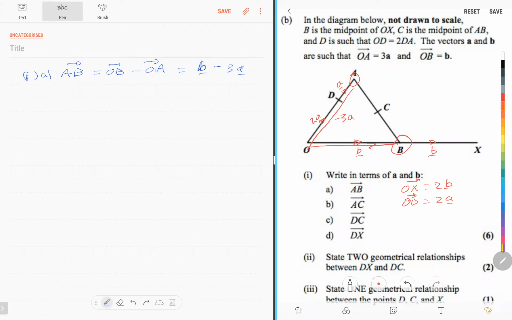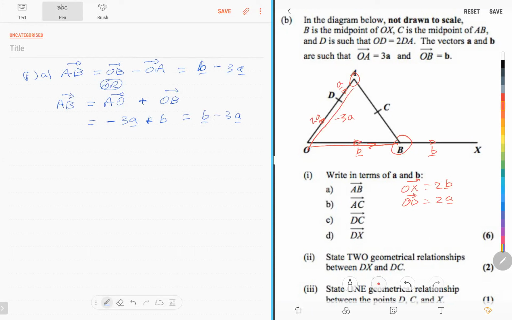Looking at it the other way, AB is equal to A to O, and then plus, in vectors, means and then going O to B. The A to O will be minus 3A, going in the opposite direction to OA, so it's minus 3A plus B, which is the same as B minus 3A. So I can do it by calculation or using the diagram. Either way, same answer.